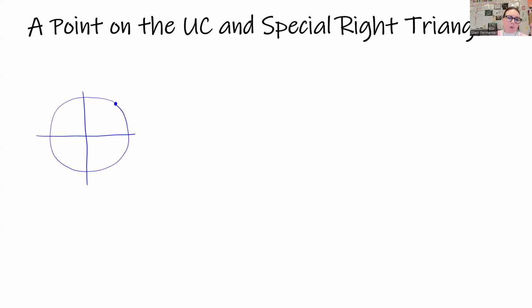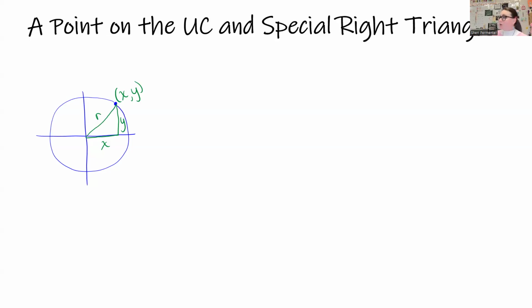And to get to that point, I would have to go some value of x and some value of y to get to this point, x, y, correct? That's how I would get to any point. Well, you could also get there in a straight shot, and that is representing the radius. So that's a triangle inside of the unit circle.